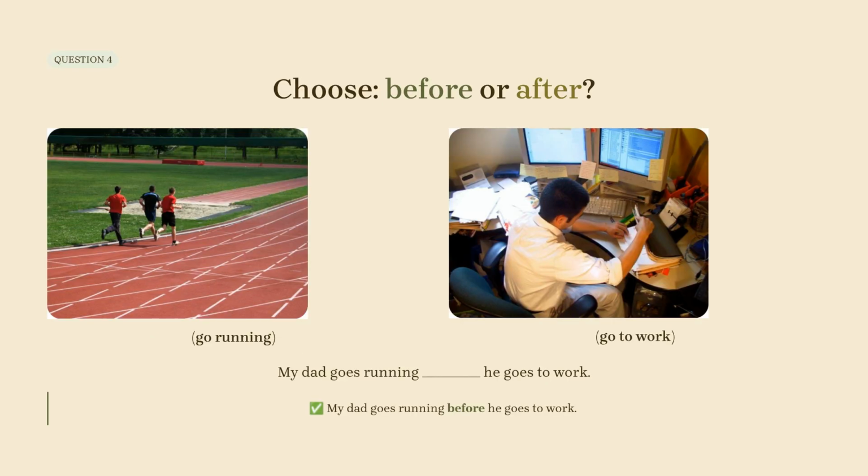Question 4. Choose before or after. Here we have two activities, go running and go to work. The sentence is, my dad goes running, he goes to work. Excellent. My dad goes running before he goes to work.